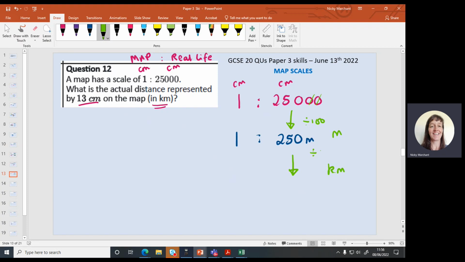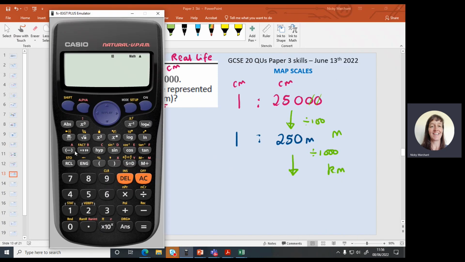I'm going to divide by 1,000. But don't forget, again, you've got your calculator, so you don't need to worry about moving decimal points and stuff. You can just do 250 divide by 1,000. Get the right number of zeros in there. It's all relying on your knowledge. Press the equals button, 0.25.